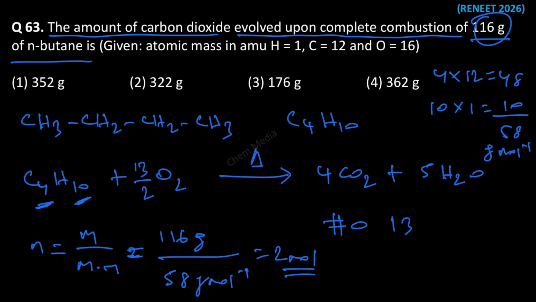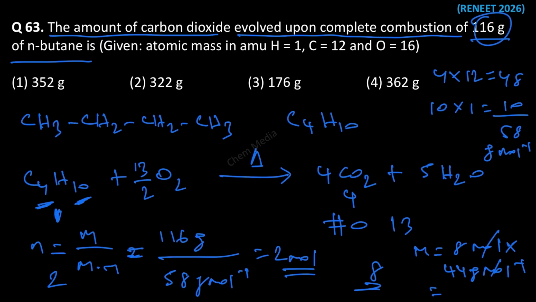So, if it is 2 moles, then we should get 8 moles of CO2 because 1 mole is giving 4 moles. Therefore, 2 moles should give 8 moles, which means mass is equal to 8 moles times molar mass of CO2, that is 44 gram per mole, which means 4 times 8, 32, remaining 3, again 4 times 8, 32 plus 3, 35. So, 352 gram, which means option 1 is correct.